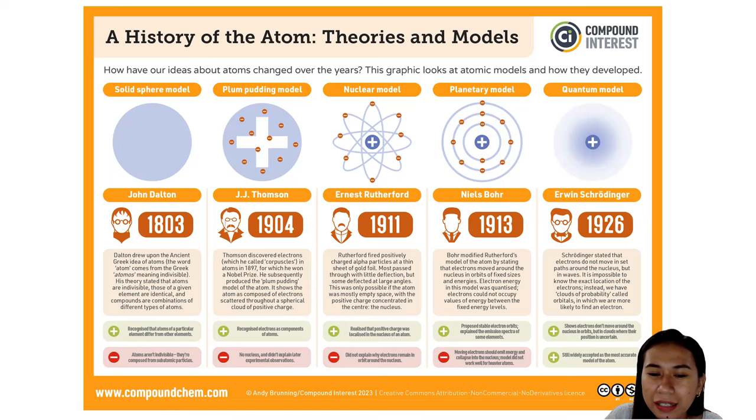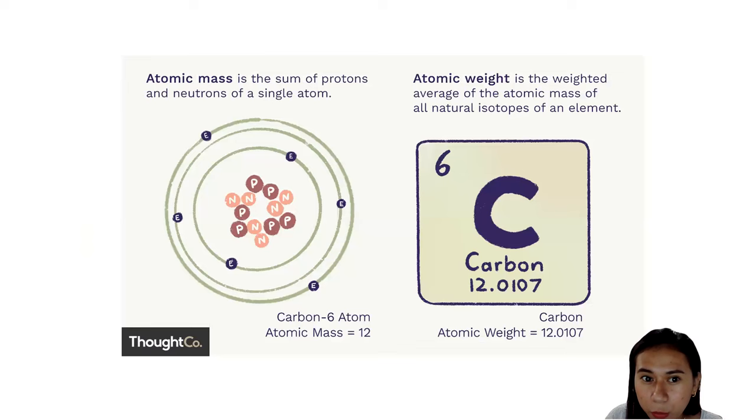Okay. Now, what's the difference between atomic mass and atomic weight? Oh, magkaiba to sila ha, ang atomic mass and atomic weight. The mass, it is the sum of protons and neutrons of a single atom. O, diba sabi ko kanina, 99% of the mass of the atom is meron siya sa nucleus. So basically, yung mass ng atom is concentrated lang siya sa nucleus.